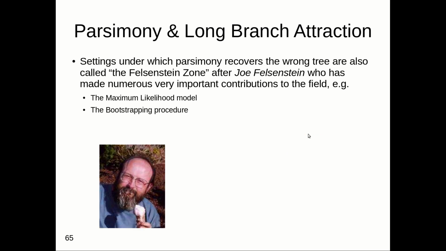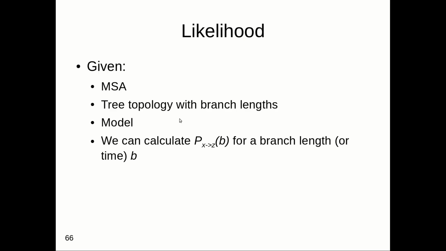Right, so there's this very classic paper here by the, well, Pope of likelihood-based methods, Joe Felsenstein. The settings under which parsimony recovers the wrong tree are also called the Felsenstein zone, after Joe, who, as you might know, has made numerous and very important contributions to the field, like the first description of an efficient method for computing the maximum likelihood score in a tree, and also the bootstrapping procedure. Right.